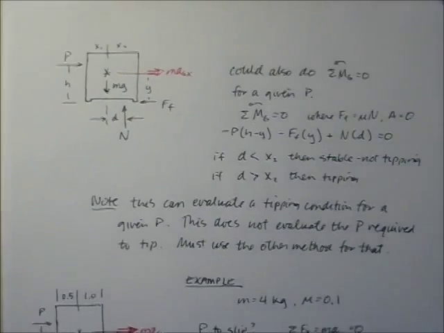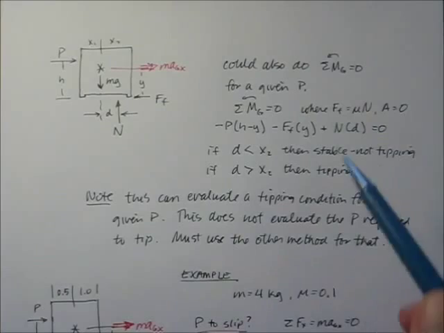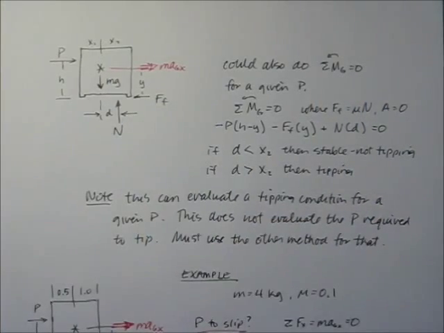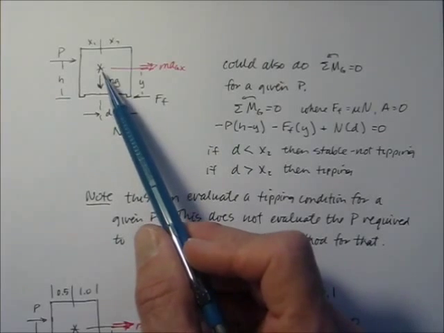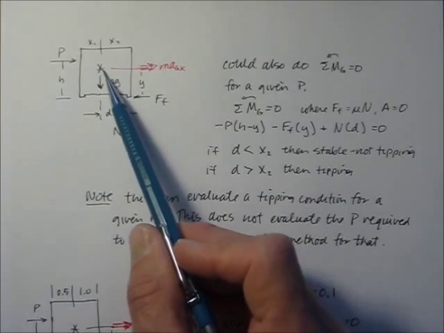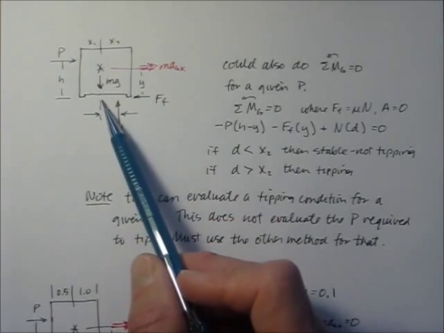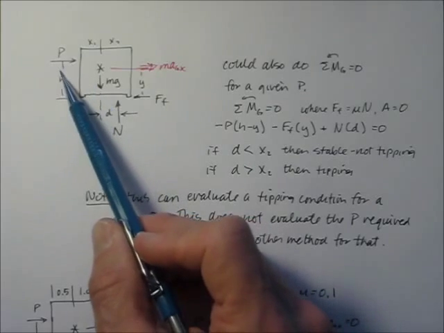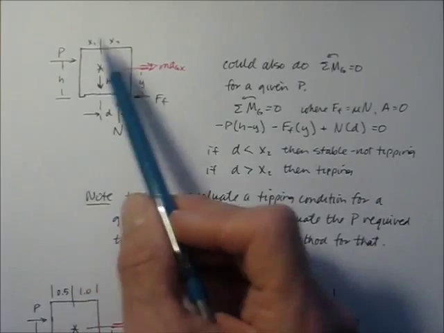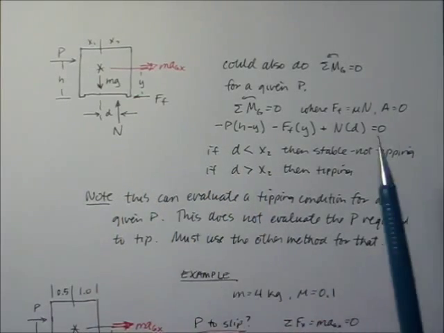The other thing that we can do is use the other evaluation method to find out whether it's in a tipping condition, and we can sum the moments about G and say the sum of the moments about G is equal to 0. When we're summing moments about G, mass times acceleration vector goes through G, mg goes through G, and so the only thing we'd have is P times this lever arm here of h minus y. Then that goes in that direction. Then we'd have the force of friction. Again, it's in a slipping condition.